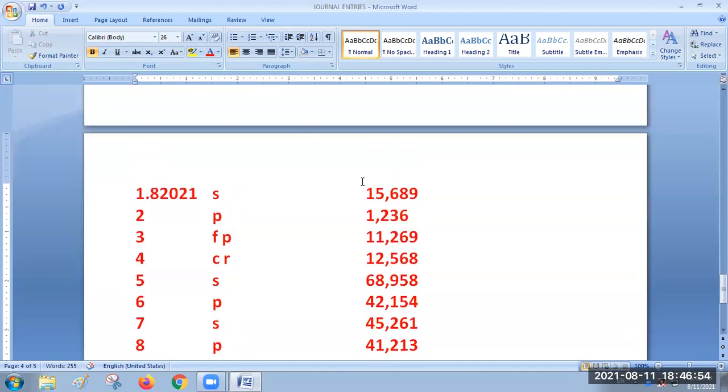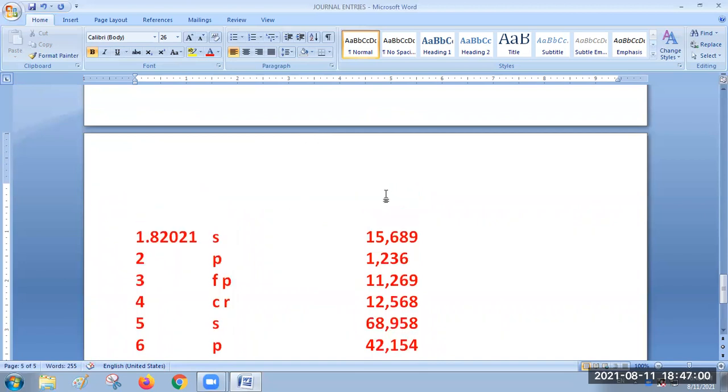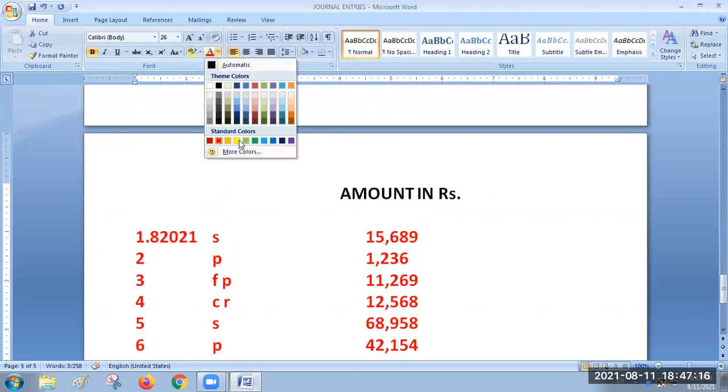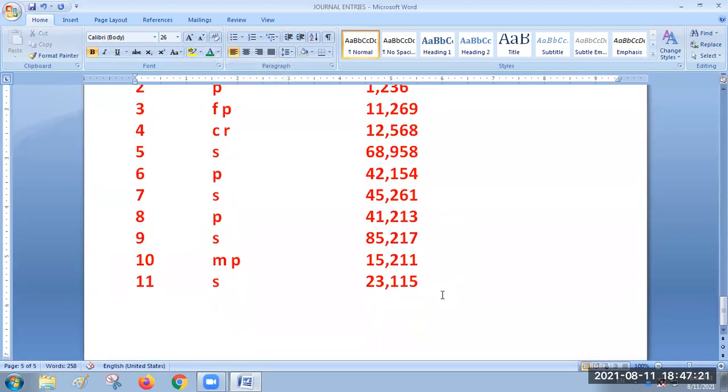Okay, this is all amount in rupees. You please understand like that. I am mentioning amount in rupees. Okay, this is what it implies. You balance them.